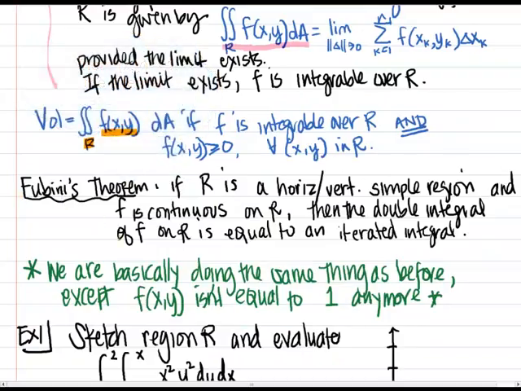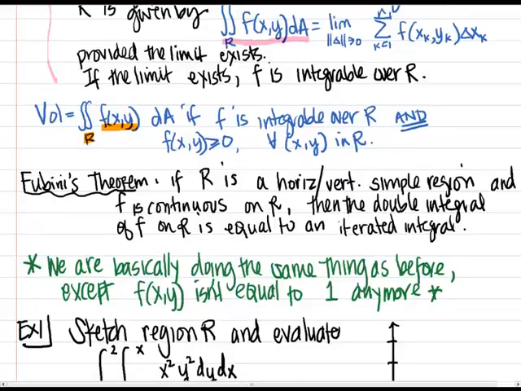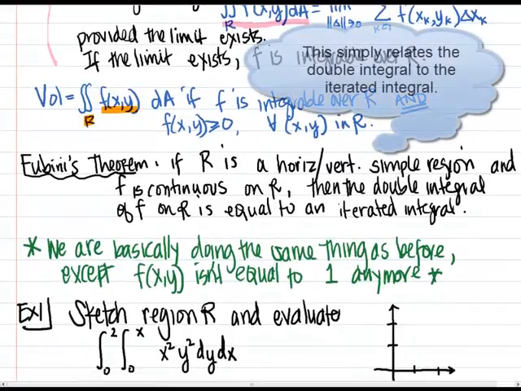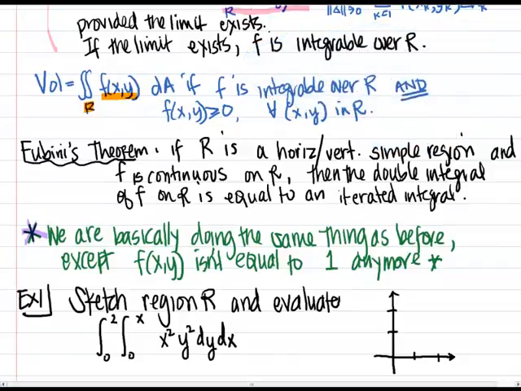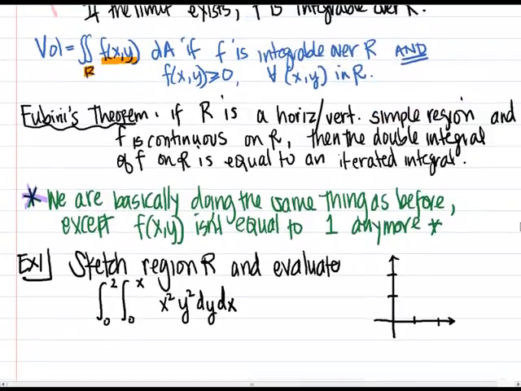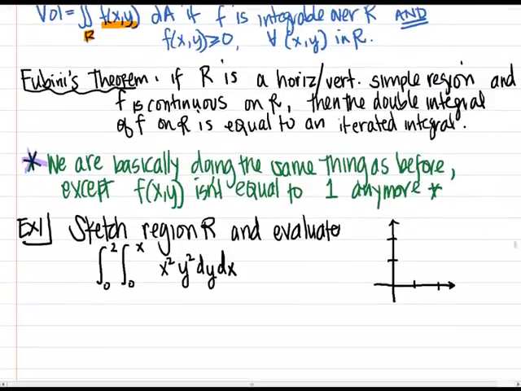Next thing we have is Fubini's theorem, and it's a very basic thing that ties together our double integral and our iterated integral. So it says that if R is a horizontally or vertically simple region and f is continuous on R, then the double integral is equal to the iterated integral. This next piece is what I just mentioned. We're doing the same thing as before, except f of xy, our function, isn't equal to 1 anymore.